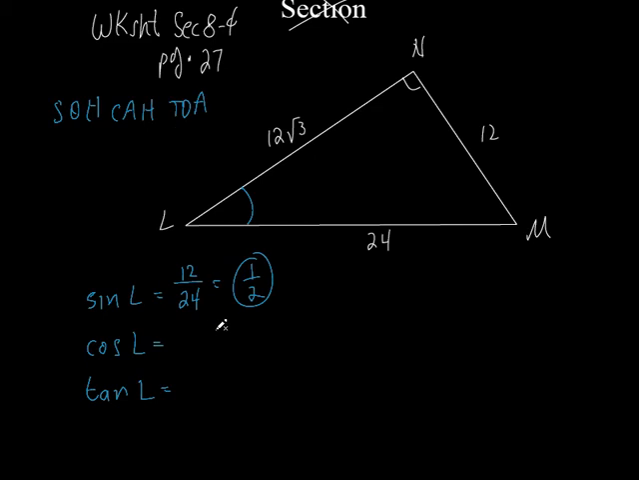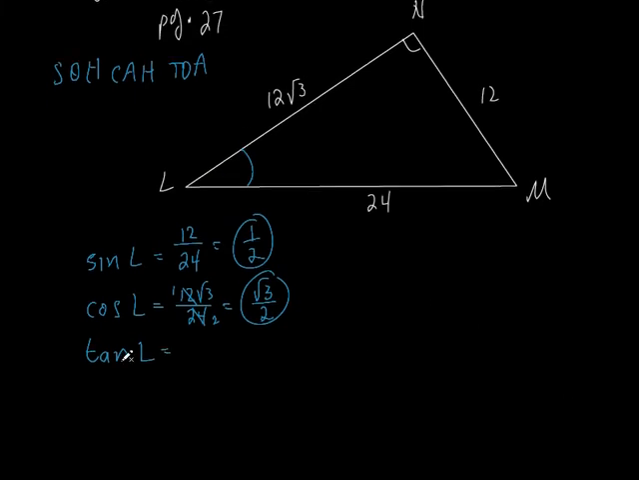So it's adjacent over hypotenuse. So it's 12 square root of 3 over what? The hypotenuse, which is 24. Now watch, this wasn't that hard. 12 goes into that once, 12 goes into that twice. So look what I have: a square root of 3 on top, and a 2 on the bottom. Make sense? You didn't have to know anything about square roots to figure that out.